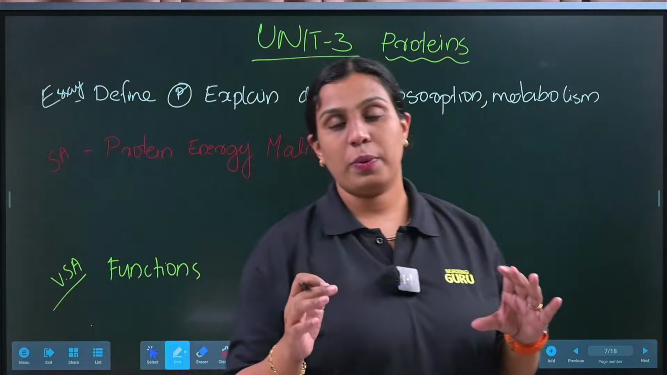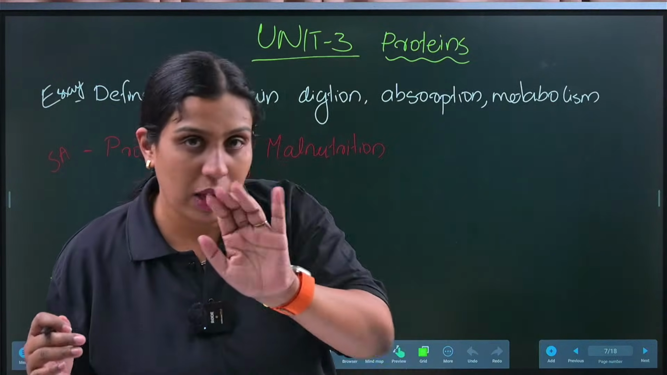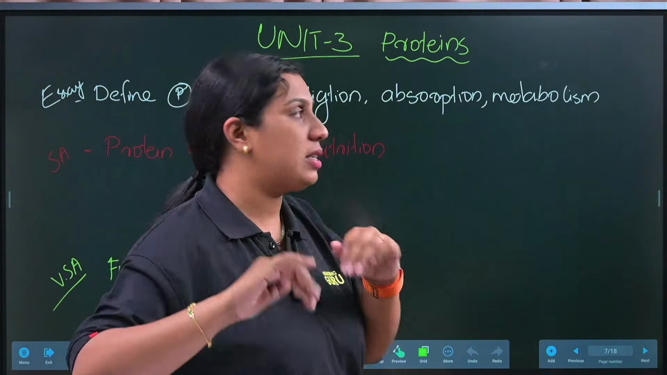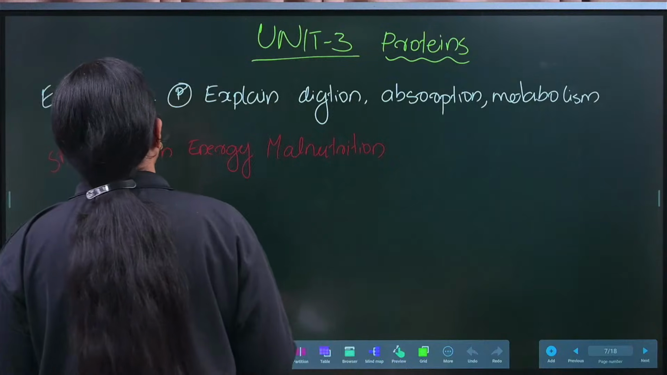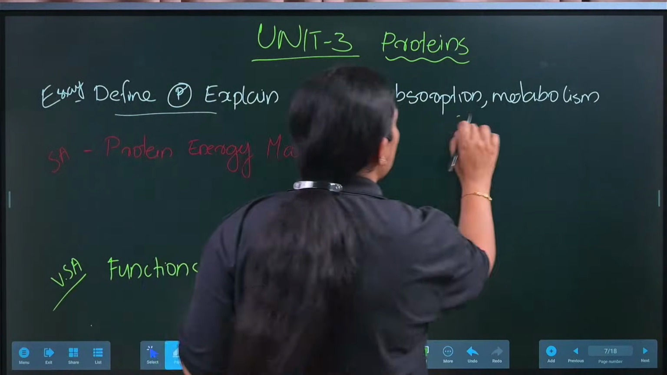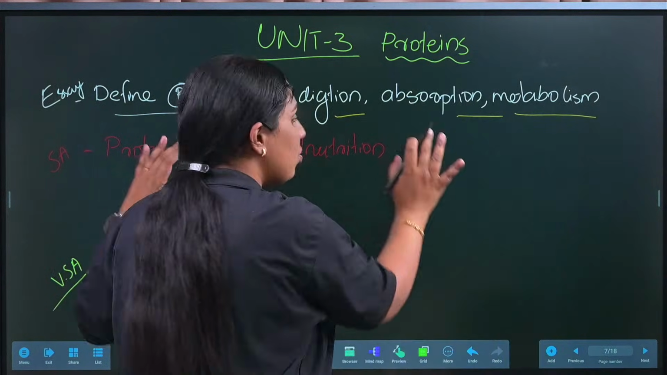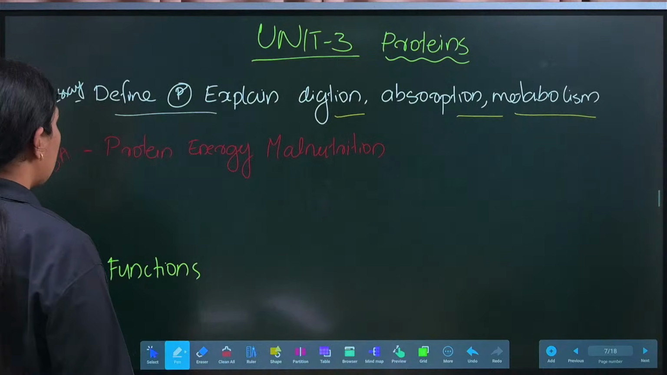As per the blueprint, we can expect one MCQ question, or a 1-mark, 2-mark or maximum 5-mark question from the unit protein or amino acid. However, I will give you one essay question that you can predict: define protein and explain digestion, absorption and metabolism. If you learn this, the complete chapter is covered. So you should try to learn this one.